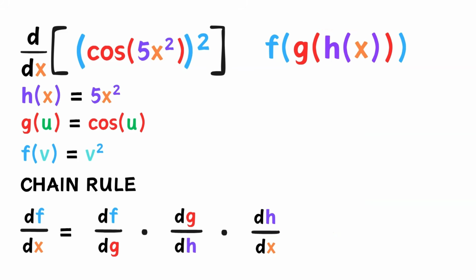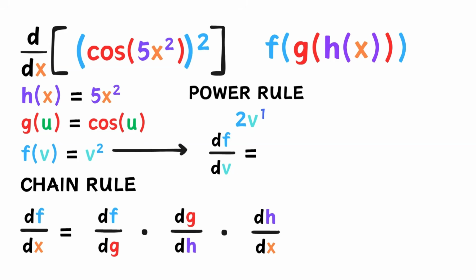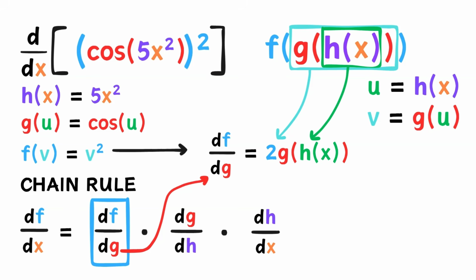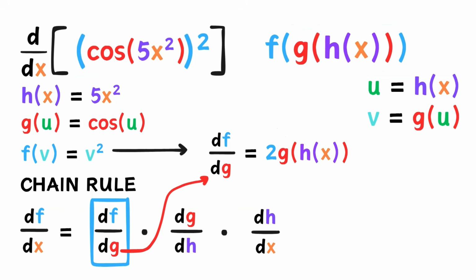Alright, cool. Now, let's take the derivative of f of v with respect to its input. The derivative of v squared with respect to v is 2v. Now, in the actual derivative, f has an input of g of h of x. So let's set v to g of u and u to h of x. Substituting that in, we get 2 times cosine of 5x squared.